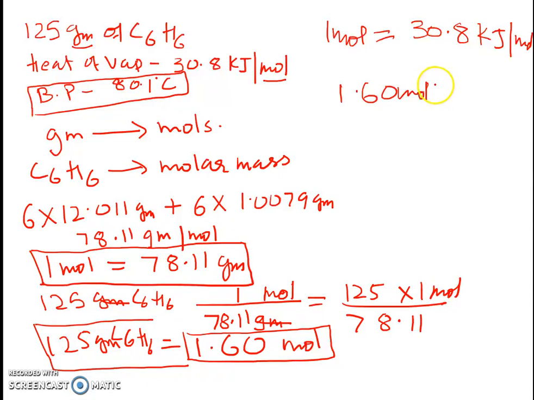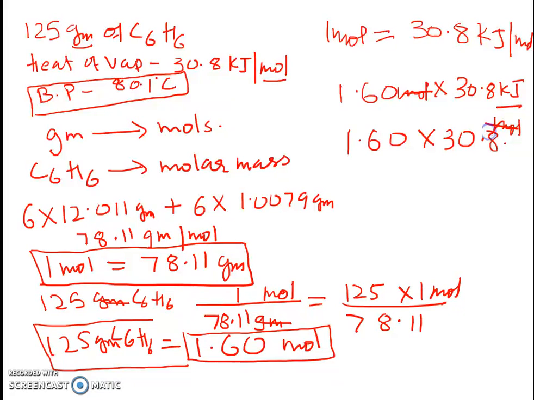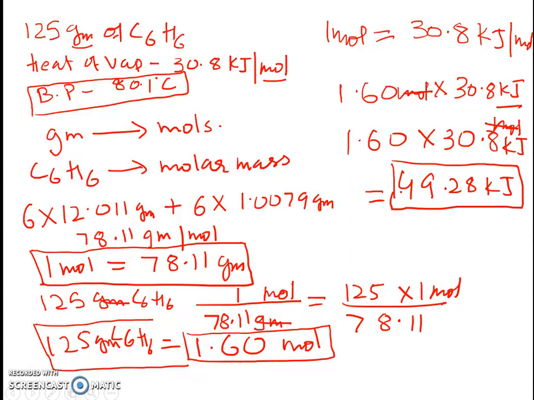So we are going to write down this, since 30.8 kilojoules per mole. You cancel mole and mole. When you multiply 1.60 times 30.8 kilojoules, you're going to get your answer in 49.28 kilojoules. So that's going to be your answer.